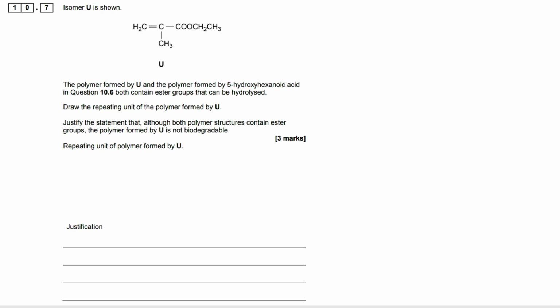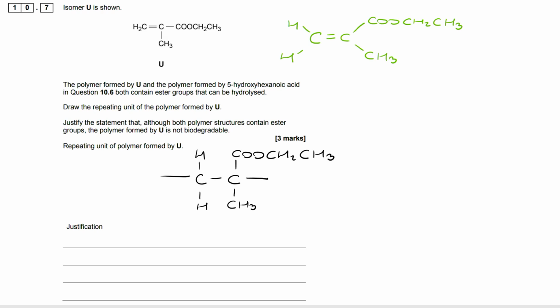And the repeating unit of the polymer formed by U is going to look like this. So I've redrawn it. You can see in green, I've redrawn my structure in the way that I would always draw the monomer for an addition polymer, whereby I start with my C double bond C in the middle and I have my 4 components coming off it. And that makes it so much easier to then reason out what the repeating unit will look like.